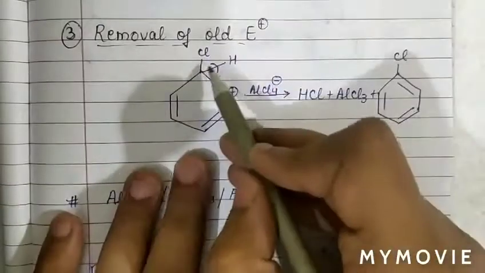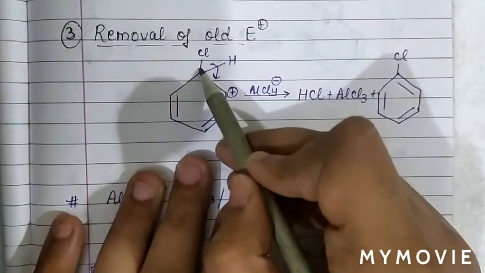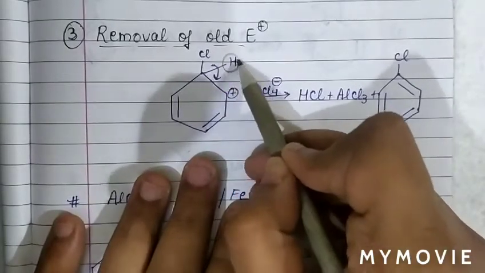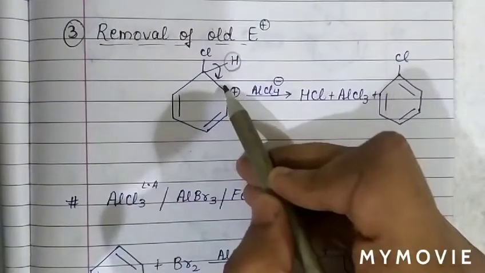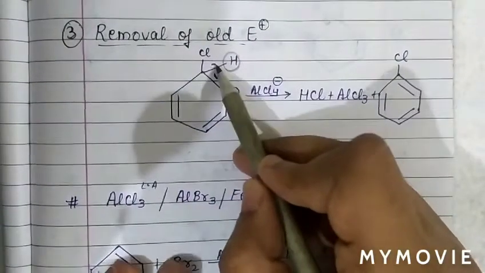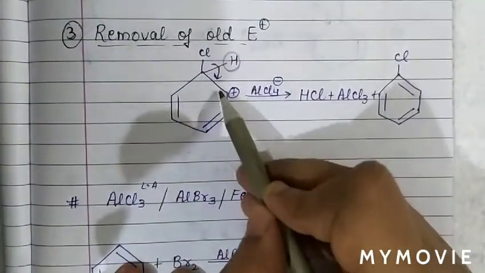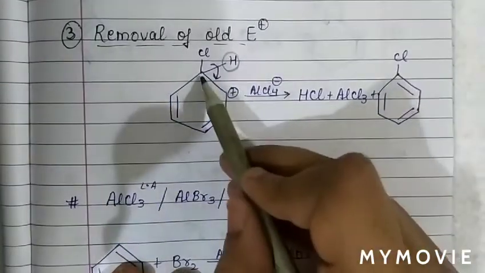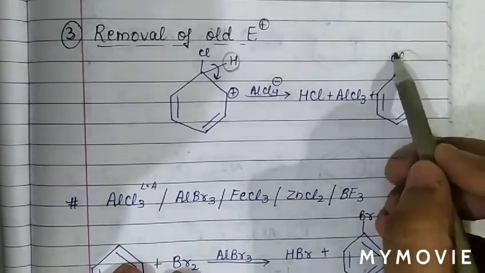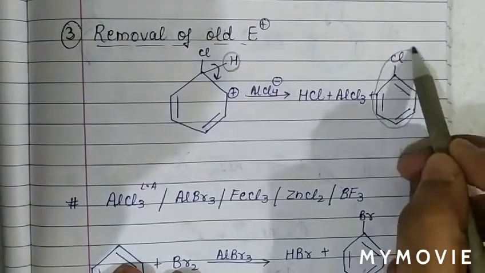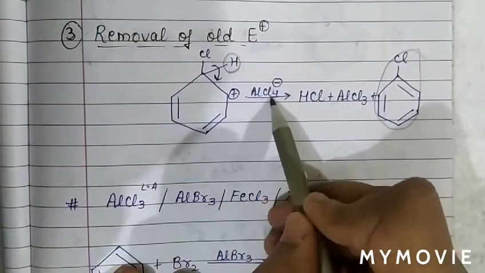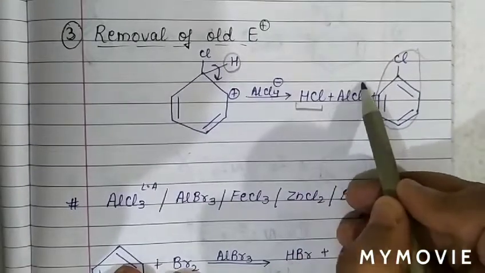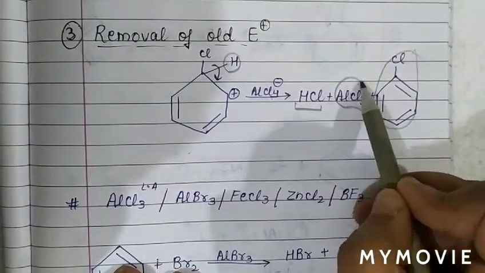In removal of old electrophile, this is the carbon chlorine bond and this is the carbon hydrogen bond. The old electrophile, hydrogen, will be removed, and the electron pair of this bond will shift between these two carbon atoms to remove the deficiency of this carbon. Now again there is a pi bond, so we obtain chlorobenzene, and this hydrogen combines with Cl negative ion, so HCl is removed and we get the catalyst regenerated in the form of AlCl3.